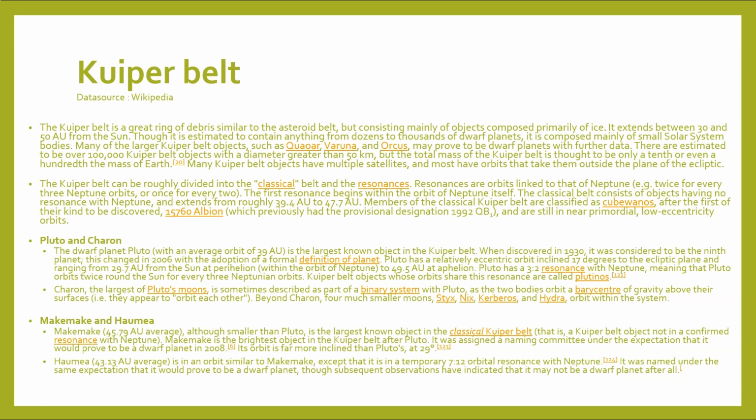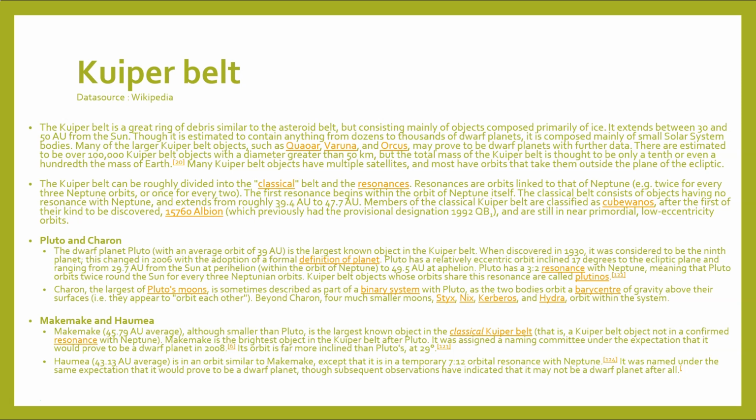They still have nearly primordial, low eccentricity orbits. Now let's talk about Pluto and Charon. The dwarf planet Pluto, with an average orbit of 39 astronomical units, is the largest known object in the Kuiper belt. When discovered in 1930, it was considered to be the 9th planet. This changed in 2006 with the adoption of the formal definition of planet. Pluto has a relatively eccentric orbit inclined 17 degrees to the ecliptic plane and ranging from 29.7 astronomical units from the Sun at perihelion to 49.5 astronomical units at aphelion.